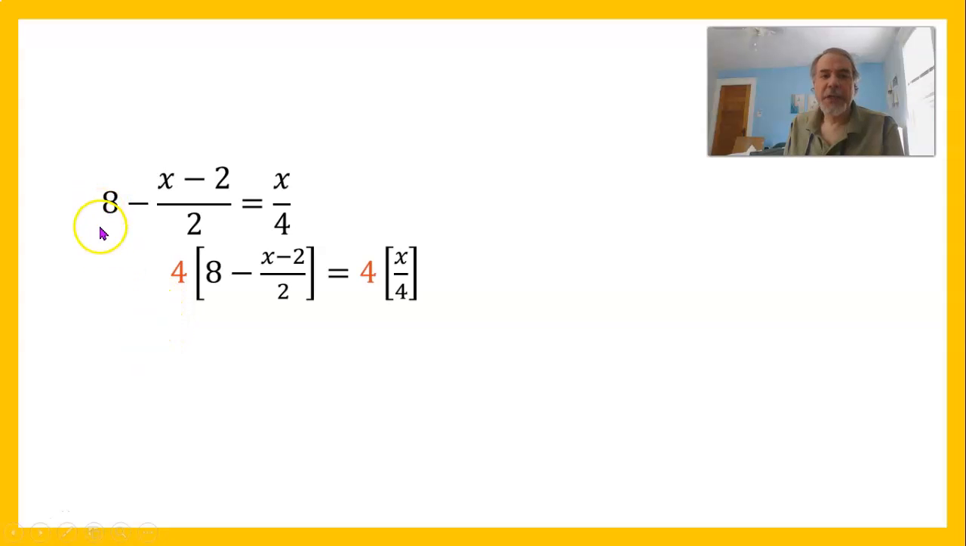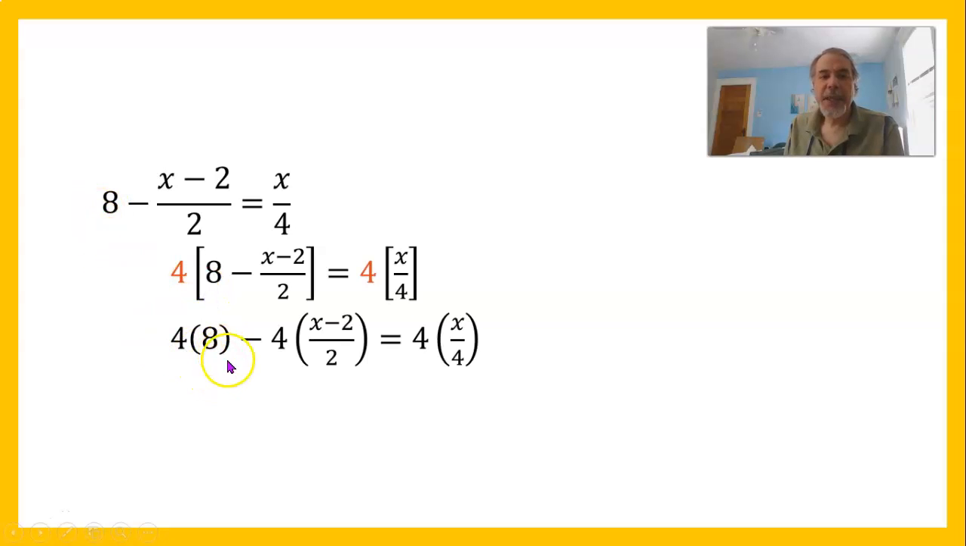So we have to take 4 times 8 minus 4 times (x minus 2) over 2 equals 4 times x over 4. That's going to allow us to cancel some fractions. There's no fractions here, so this would just be 4 times 8, those two numbers multiplied together. But here, this 4 divided by this 2, 4 over 2 is 2.